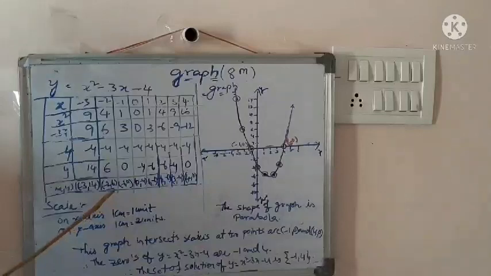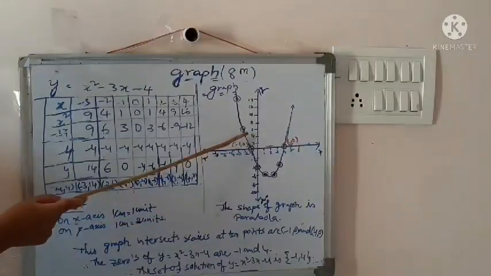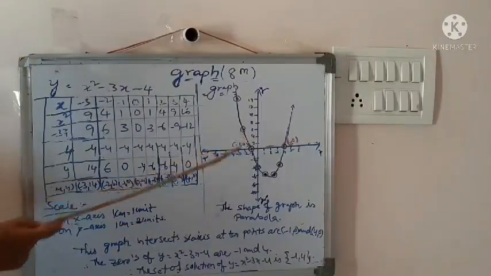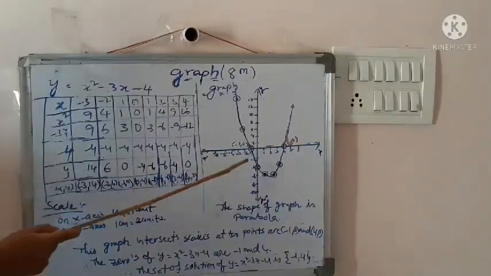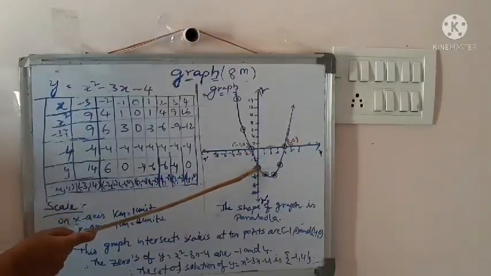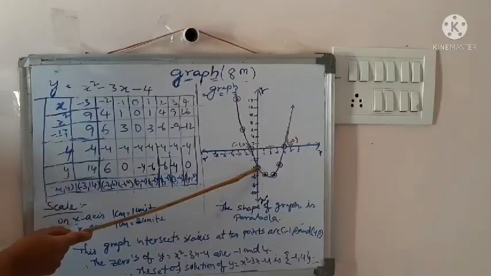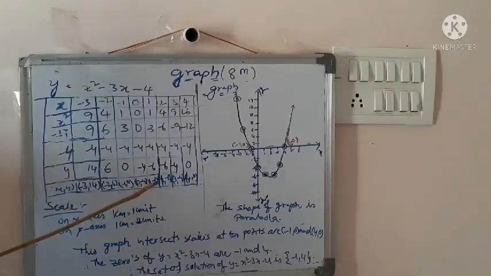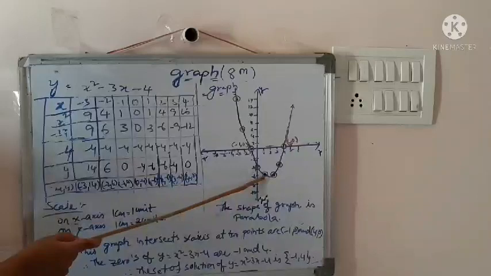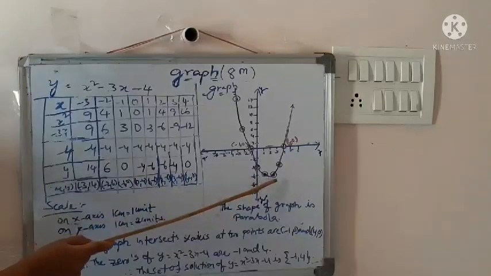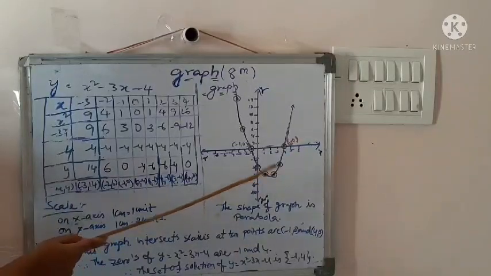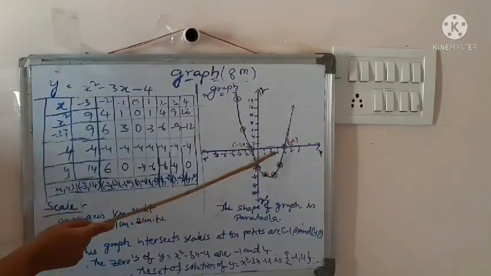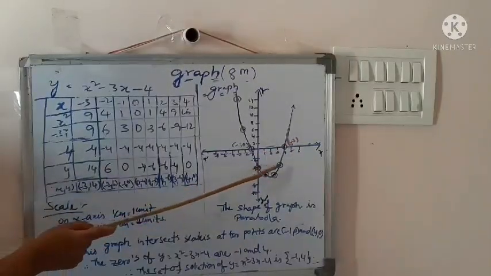And the next point is minus 2, 6. Here located. Minus 1, 0 here. 0, minus 4 here. And 1, minus 6 is located here. 2, minus 6 is located here. 3, minus 4 is located here.